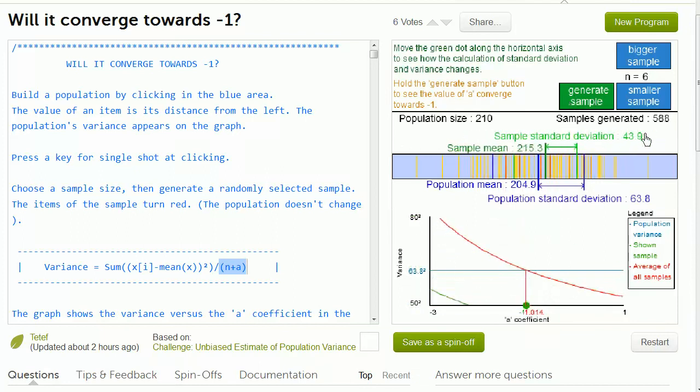And if you were to get this to millions of samples generated, you will see that your best estimate is when a is negative 1, or when you're dividing by n minus 1. So once again, thanks TETF for this. I think it's a really interesting way to think about why we divide by n minus 1.